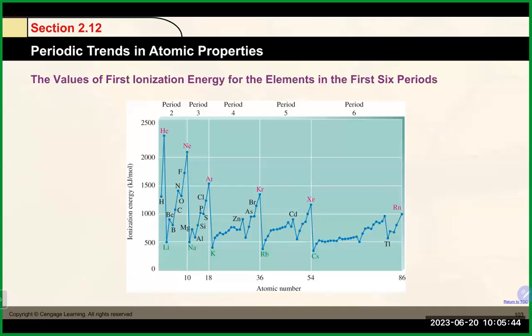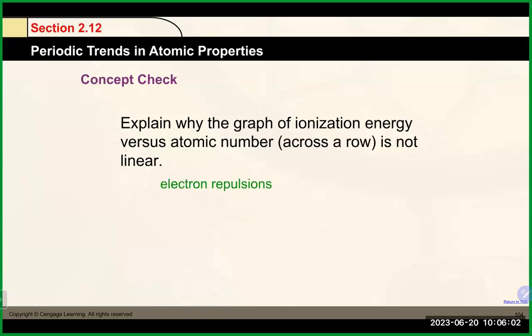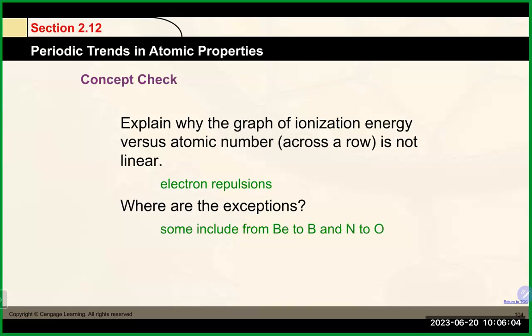Here's the trend as we go across the period. It's not a perfect trend, and that's also because of electron repulsions that occur. Electrons near electrons are going to be away from each other, so we don't get a perfect linear line. It's kind of a jagged pattern that occurs there, which is basically what we see.